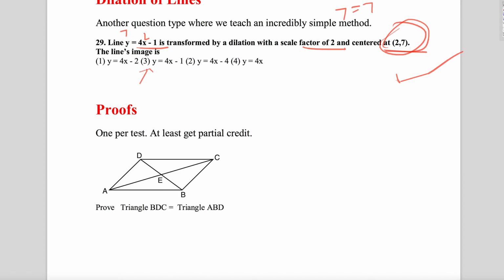Now let's say it wasn't on the line, then you would just take 2 and multiply it by the intercept, and it would be negative 2. So this one would be the answer if it was not on the line, but this is actually the answer.